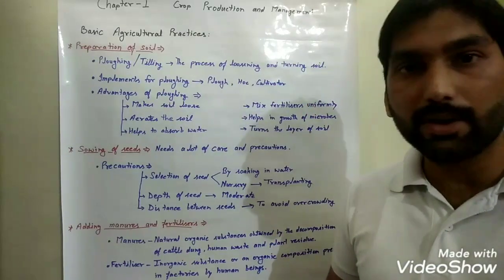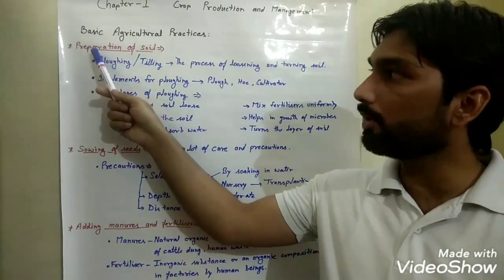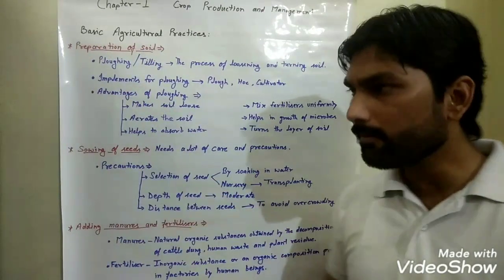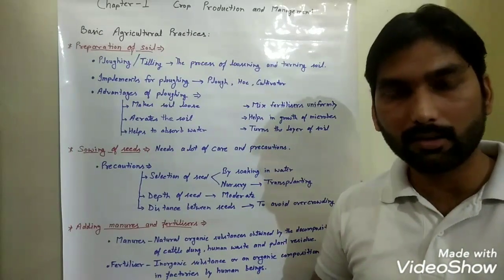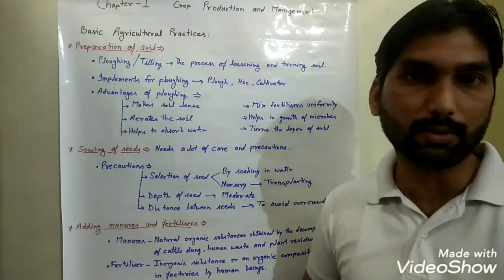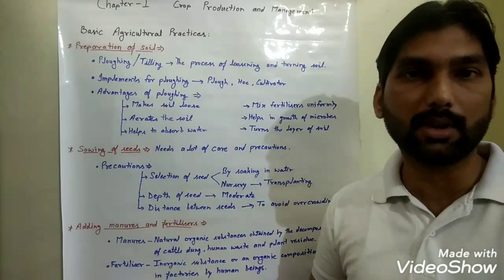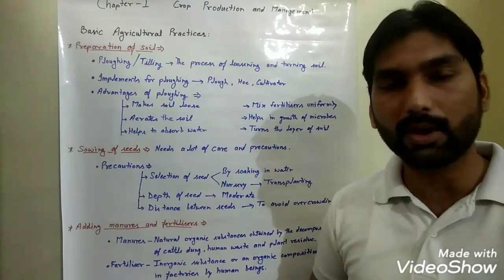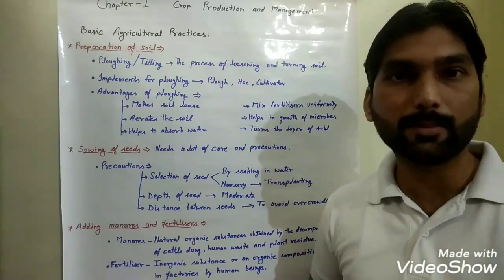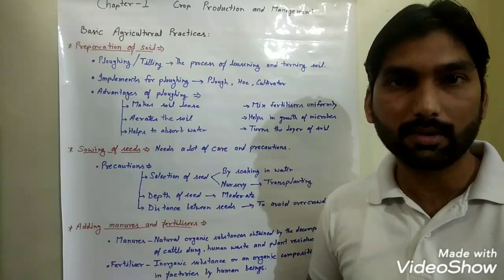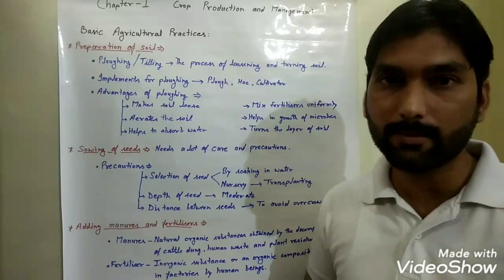So let's start today's topic with the first practice in the field of agriculture, that is preparation of soil. Students, we all know that the seeds are going to germinate in the soil, and we also know that the upper surface of the soil becomes hard due to exposure to sunlight and air. So our farmers make the soil loose so that the seeds can be sown in it.